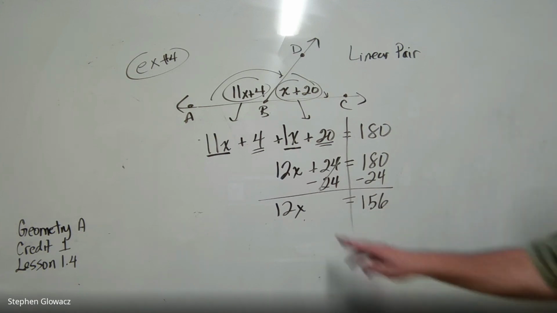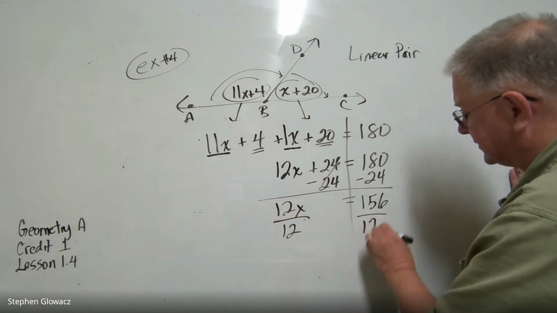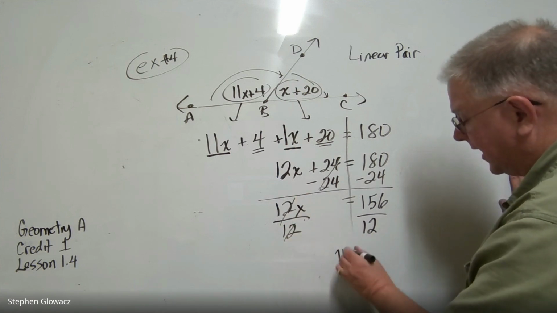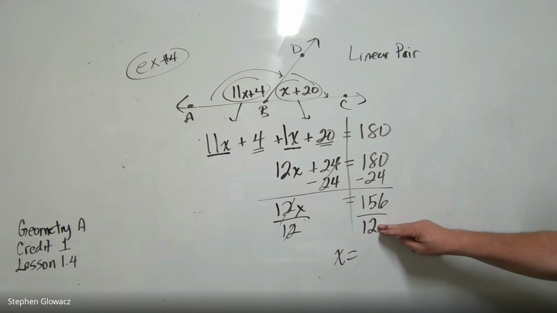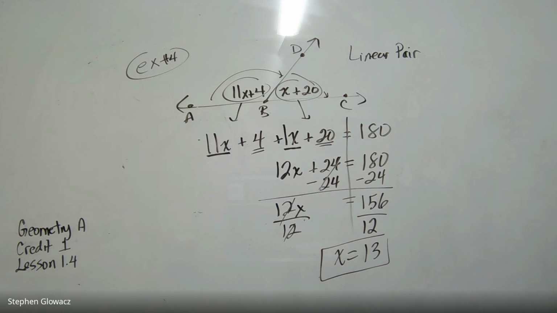Our final step, x is being multiplied by 12. So we divide by 12 to both sides. The 12s cancel, and 156 divided by 12 turns out to be exactly 13. So our answer, x, is 13.